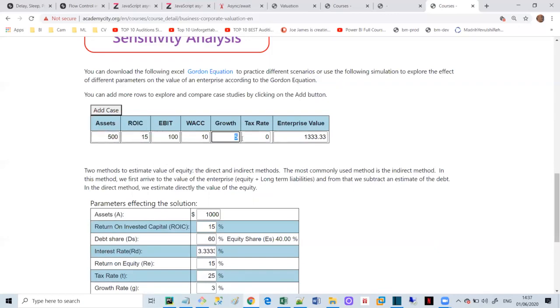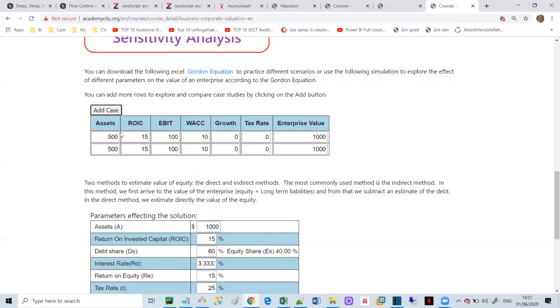Let's put growth 0 as well. How much is the value of the enterprise? It's 1,000. How much did I invest? 500. Since I'm investing only 500, I created value. Why is there a creation of value? Because ROIC is higher than the WACC. Let's play with it. Let's do another example.